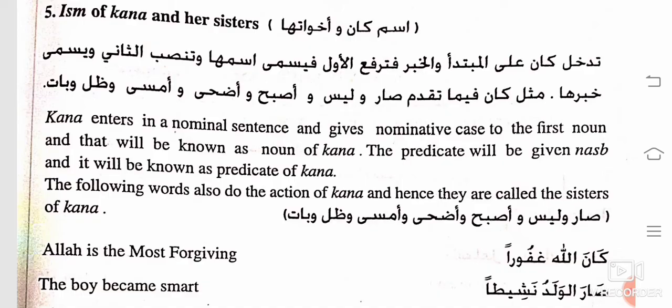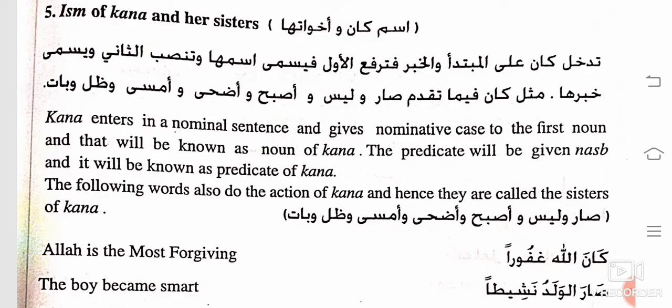Fatarfa'ul awwala fayusamma ismaha, and gives nominative case to the first noun, and that will be known as the noun of Kana. And watansibu al-thani, the predicate will be given nasb, wayusamma khabaraha, and it will be known as the predicate of Kana. Like Kana, Sara, Laisa, Asbaha, Amsa, Zalla, Bata, like that.